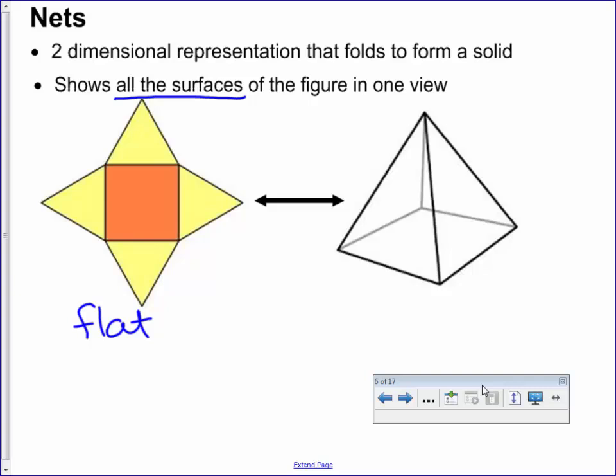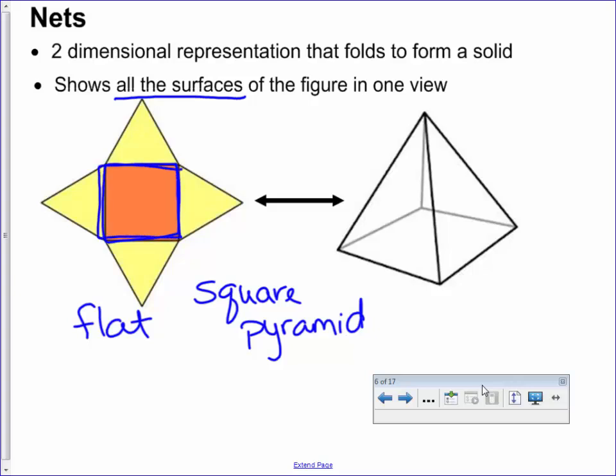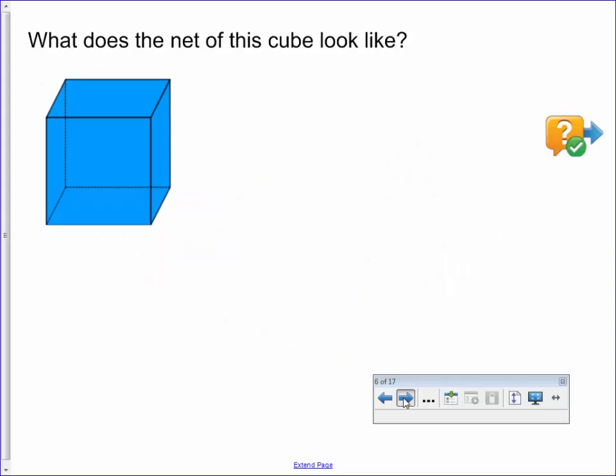So this net is actually the square pyramid net, okay? Because here's the base. Anytime you have a star-looking net, this will be your base in the middle. So just figure out the shape and it will be a pyramid. So let's take a look at some more nets.